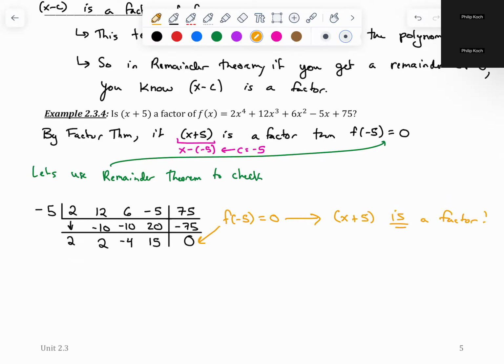Your bottom row should be 2, 2, -4, 15, and 0. Because the remainder ends up being f of c, whatever your c value is, and we get 0 for a remainder, that means that f of -5 is equal to 0. And by the factor theorem above, that does mean that x plus 5 is a factor. So the answer to this question is yes.